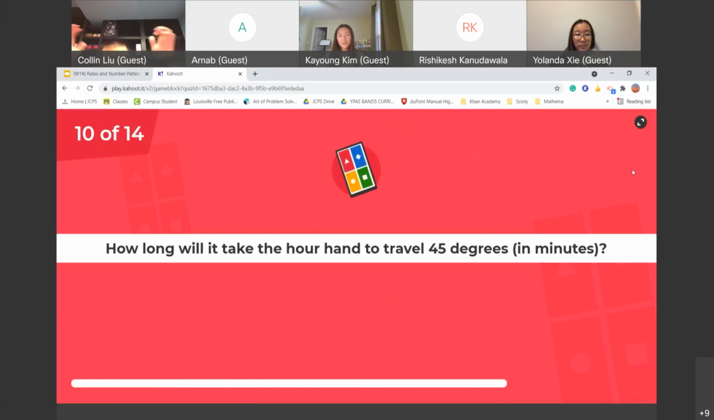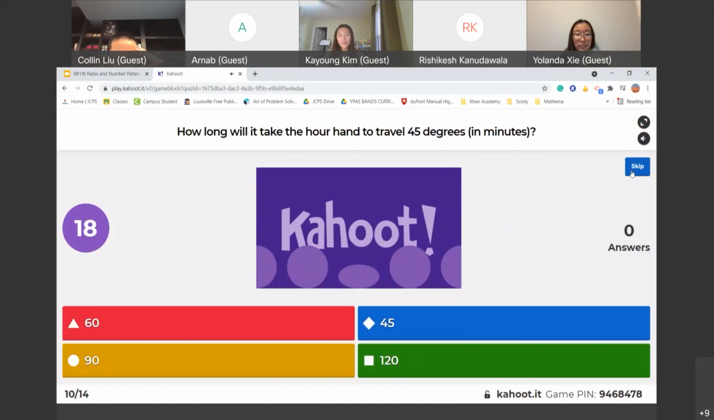Ooh, do this. Use your notes if you took them. Hint, 1 minute, 0.5 degrees per the hour hand. So what's the answer? I don't know. It might be the same color as it was last time.